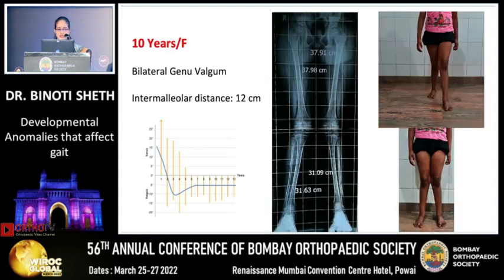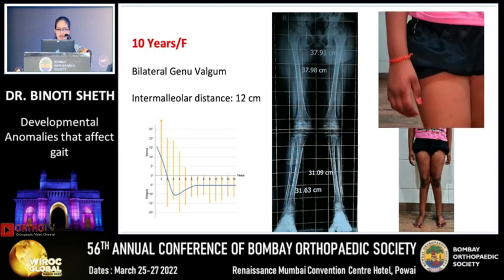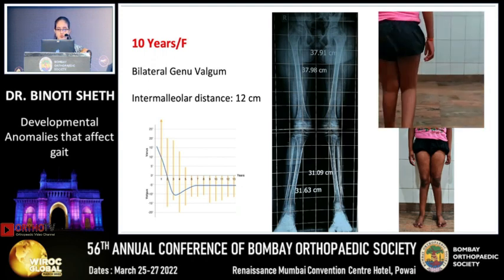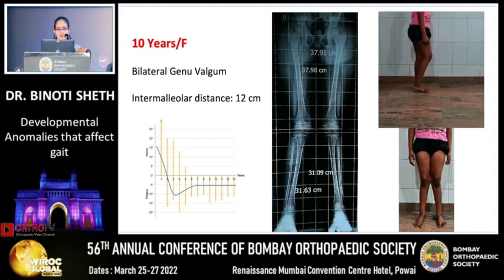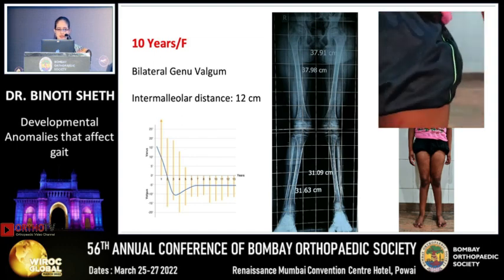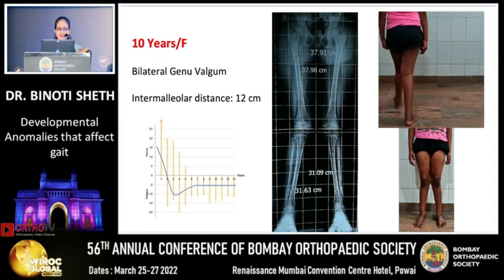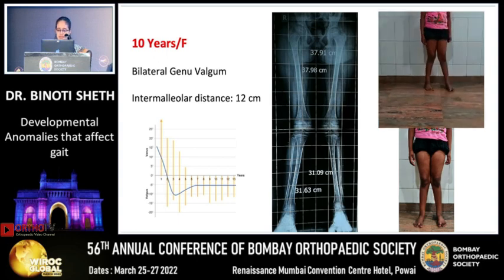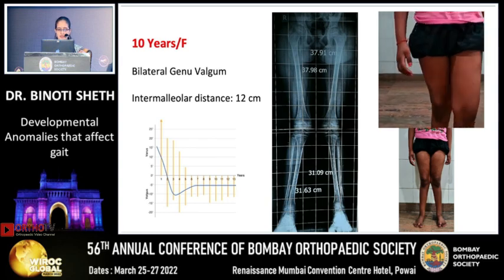Coming to knock knees, the other deformity, this is a 10-year-old female child walking with bilateral genu valgum, and the intermalleolar distance is 12 centimeters. If you remember the knee alignment at this age, this much amount of valgus is beyond normal physiological genu valgum, and this needs to be addressed, and this will be covered in detail by Dr. Swapnil Keni.